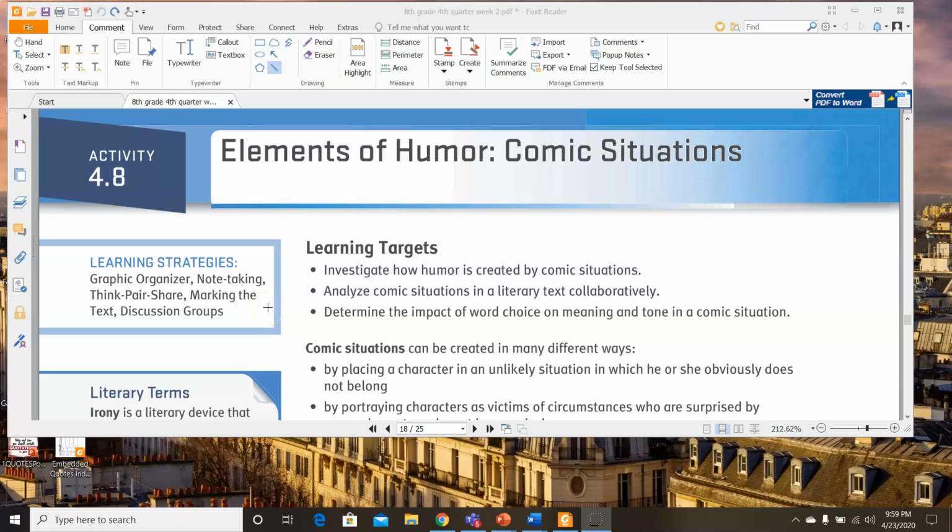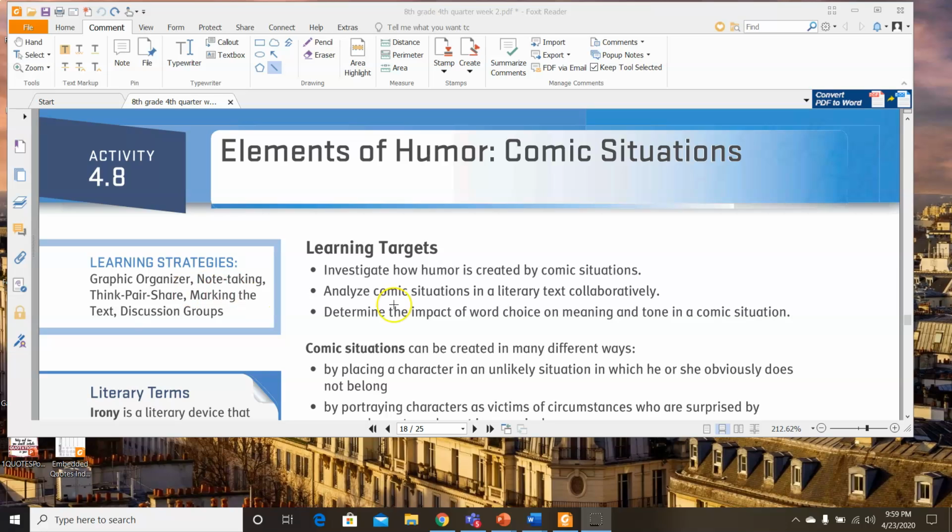Today we're going to talk about 8th grade, week 2, activity 4.8, Elements of Humor, Comic Situations. Our learning targets for this activity are to investigate how humor is created by comic situations, analyze comic situations in a literary text collaboratively, and determine the impact of word choice on meaning and tone in a comic situation.